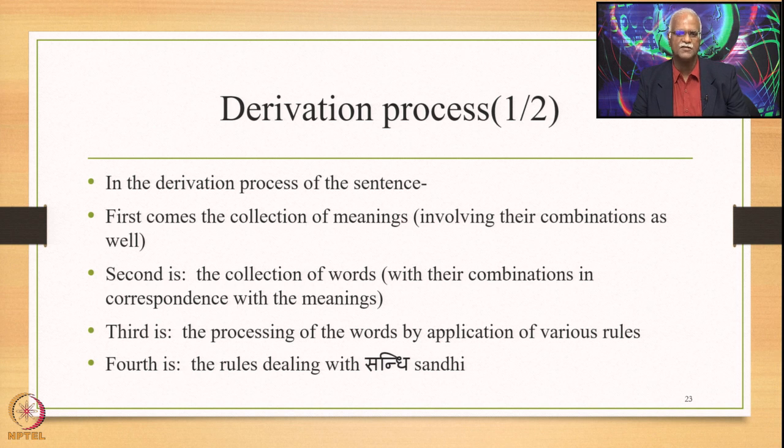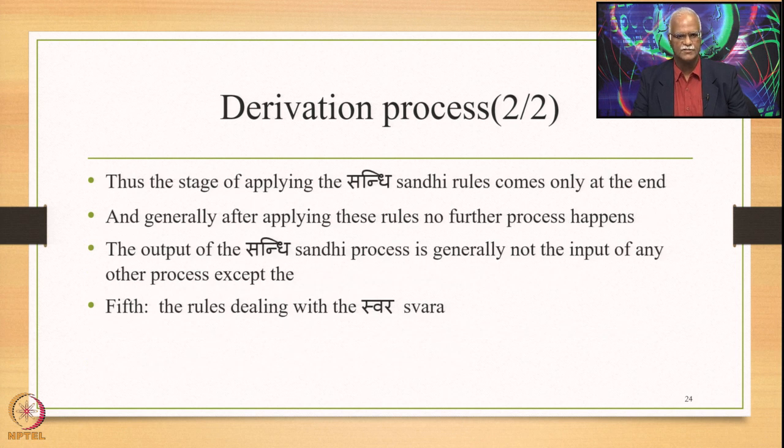In the derivation process of the sentence, which is the aim of Paninian grammar, first comes the collection of meanings, involving their combinations as well. Next comes the collection of words with their combinations in correspondence with the meanings. And the third one is the processing of the words by application of various rules. And finally, the rules dealing with sandhi apply. Thus, the stage of applying the sandhi rules comes only at the end, and generally after applying these rules, no further process happens.